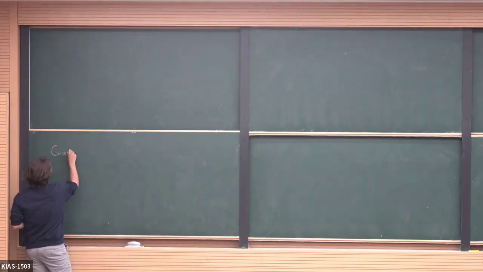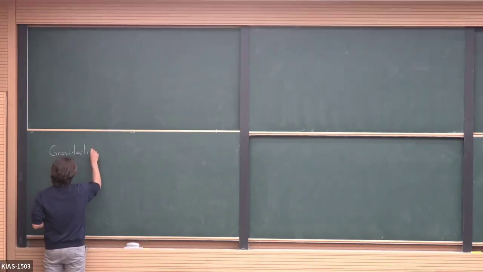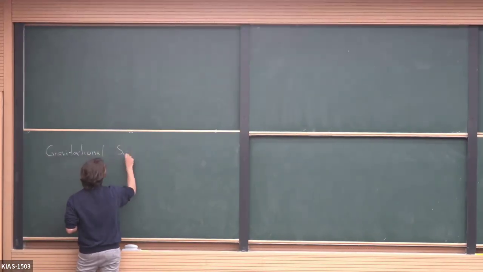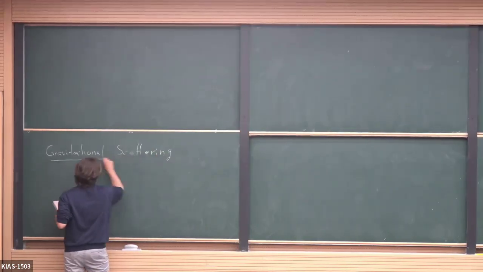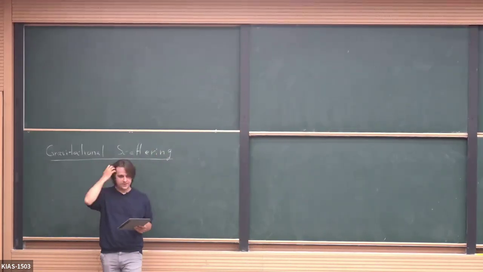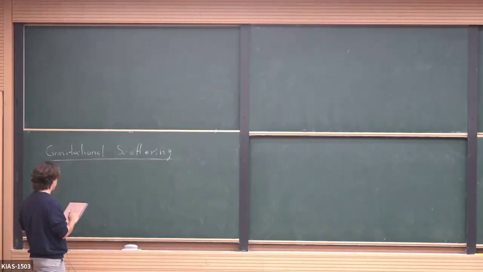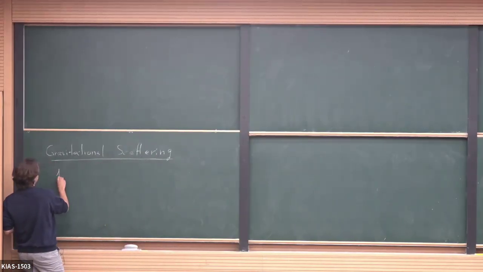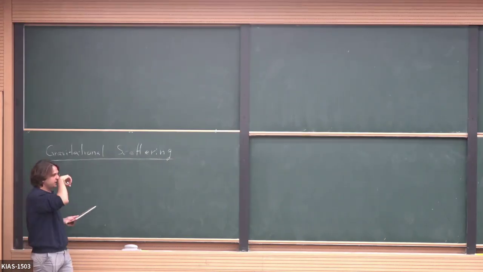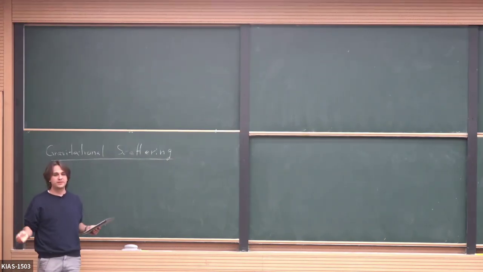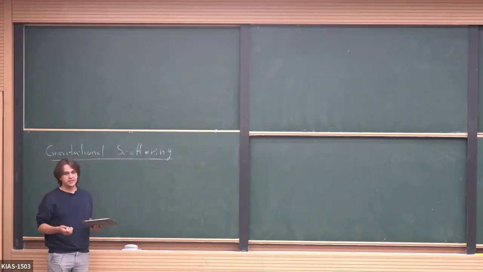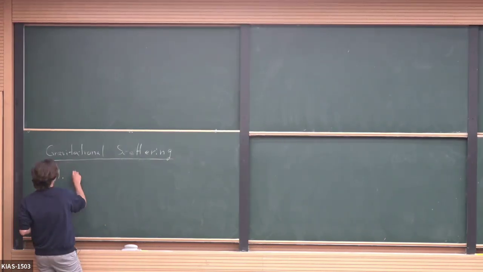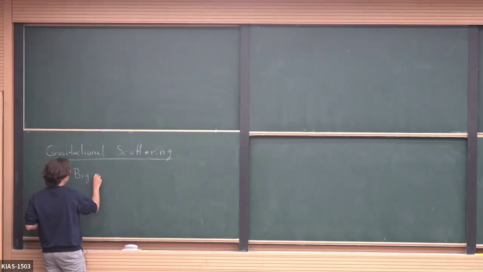The topic is gravitational scattering. So the plan: we'll have 2 hours today and 2 hours tomorrow. Today the idea is to give you a little bit of the big picture of what we know about gravitational scattering, both classical and quantum. So what is this about?